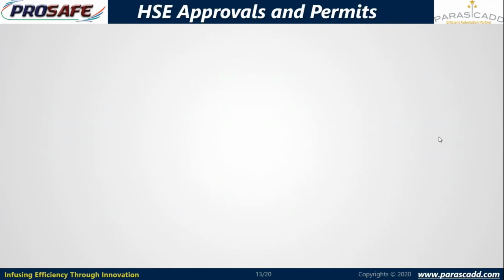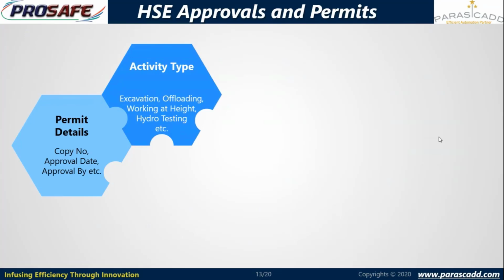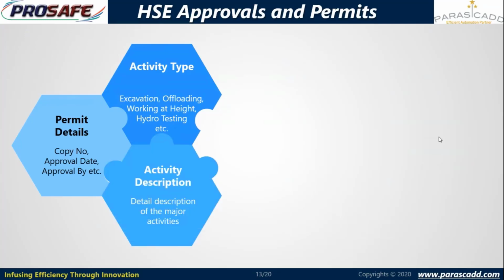In HSE approval, we can keep a record of various permit details, providing the copy number, approval date, approved by, etc. Also, we can keep a record of activities such as excavation work, offloading, working at height, and hydrotesting. We can keep the detailed description of that activity, which can be a major activity, construction activities, etc.